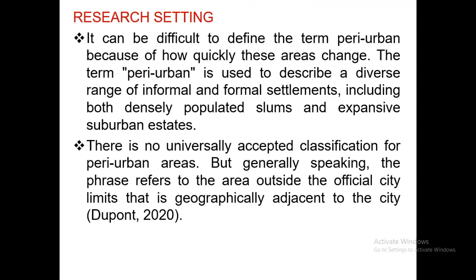It can be difficult to define the term peri-urban because of how quickly these areas change. The term peri-urban is used to describe a diverse range of informal and formal settlements, including both densely populated slums and expansive suburban estates. There is no universally accepted classification for peri-urban areas, but generally speaking, the phrase refers to the area outside the official city limits that is geographically adjacent to the city.